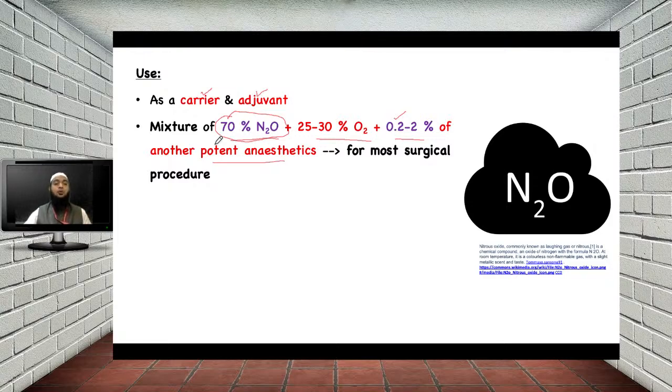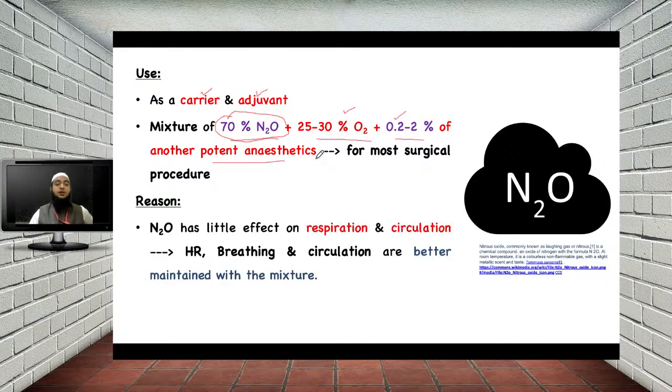So in most surgical procedures you are using this mixture of 70% nitric oxide, 25 to 30% oxygen, and 0.2 to 2% of another potent anesthetic agent. Now let's see what the reason is. One reason is that if you are using nitric oxide as a sole agent, meaning you have not used the mixture, you have not added oxygen or another potent anesthetic agent, and instead of 70% you have used 100% nitric oxide, then the problem with such use is that it has little effect on the respiration and the circulation.